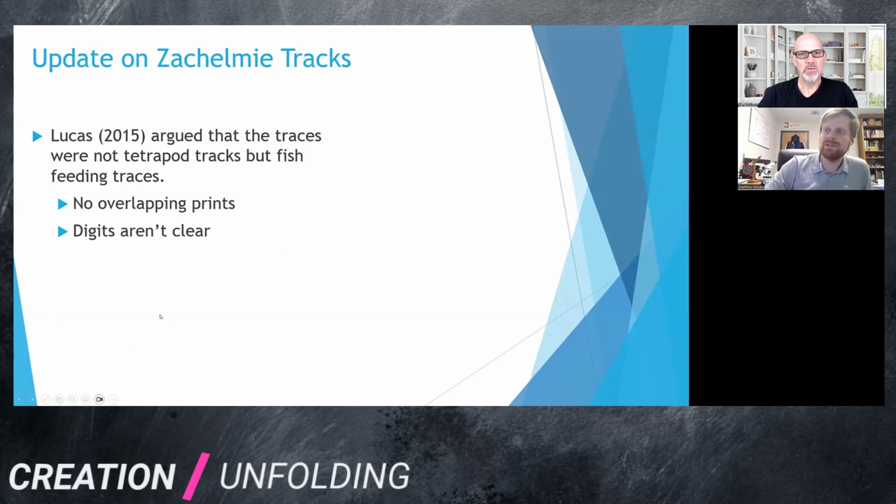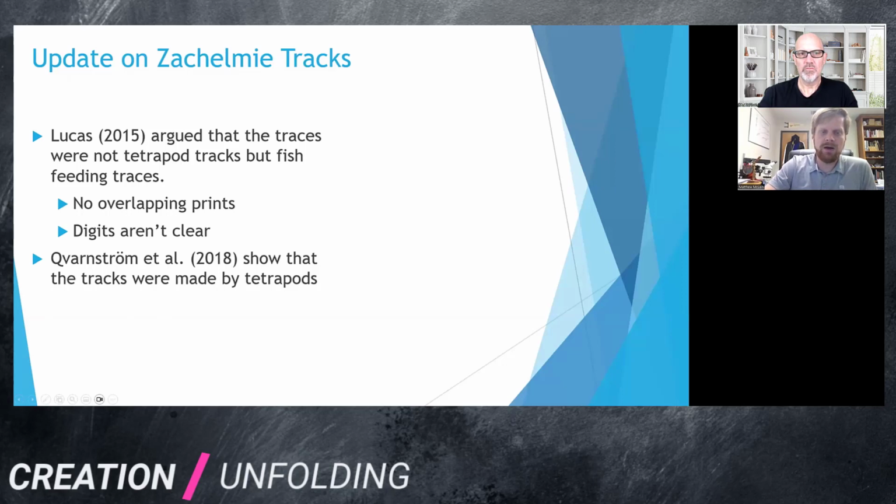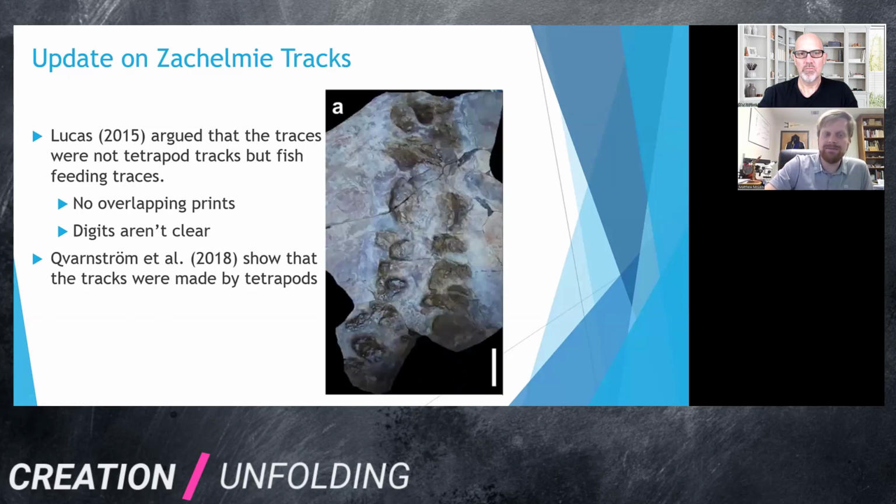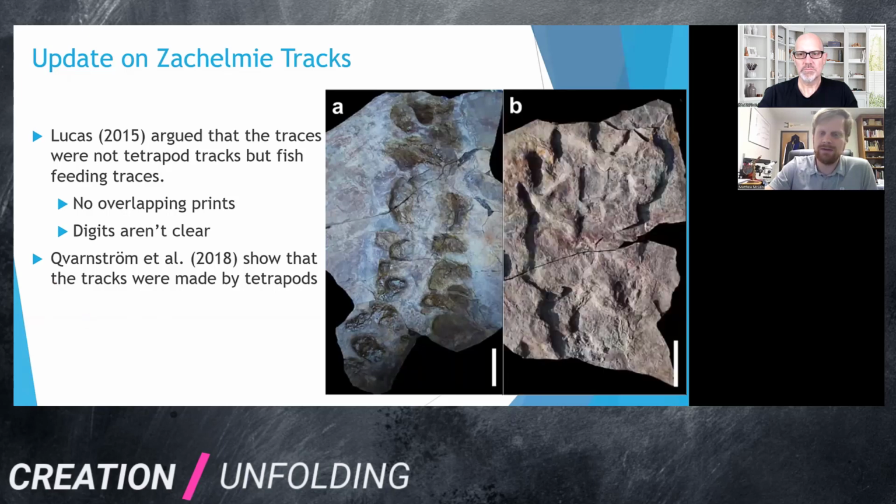Okay. That was Spencer Lucas's argument. No overlapping prints, digits aren't clear. Spencer Lucas never went to go see the fossils. He's just writing off of the pictures that he saw, right? He's responding to the paper. Kielan-Jaworowska, sorry, Niedźwiedzki et al. and Kvarnström et al., 2018, they say, oh, no overlapping prints? Here they are. You've got prints totally overlapping on each other. And digits aren't clear? Digits are pretty clear. You've got some digits going on there, right? So they're saying no, actually, this is very, very clear that these are tetrapod tracks.